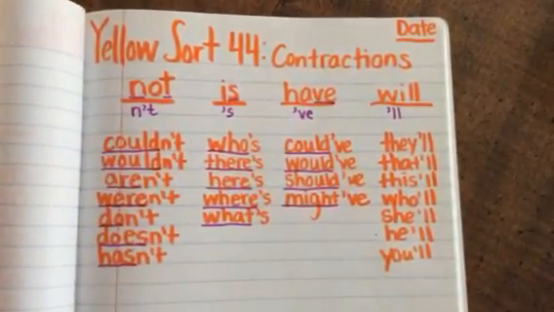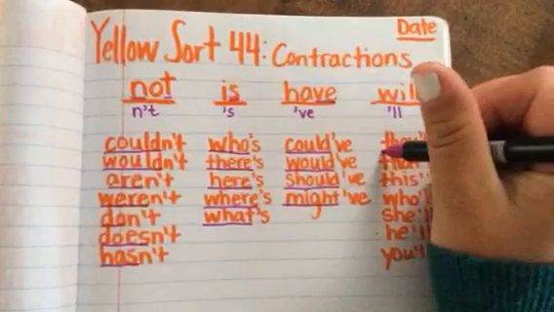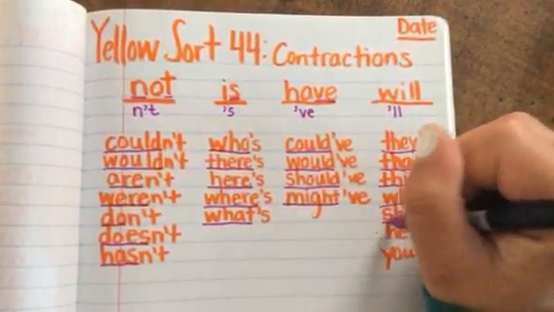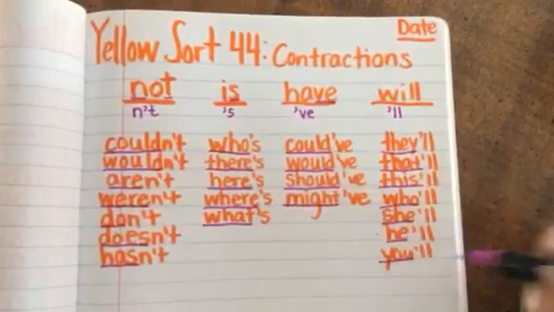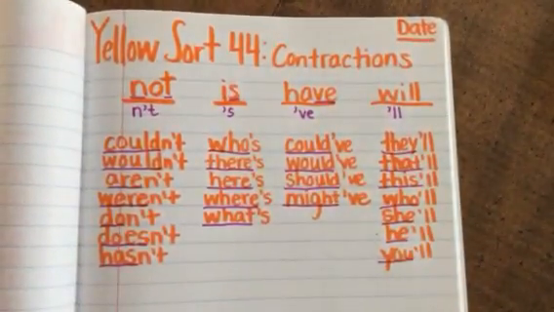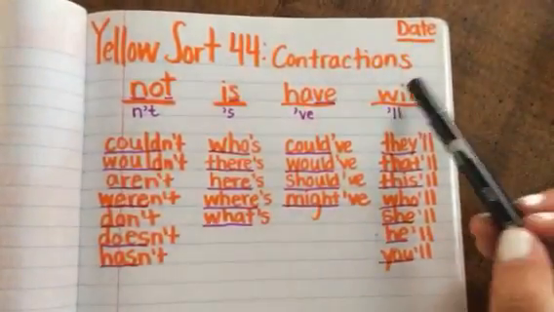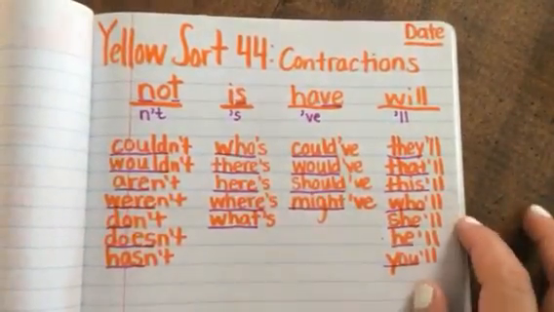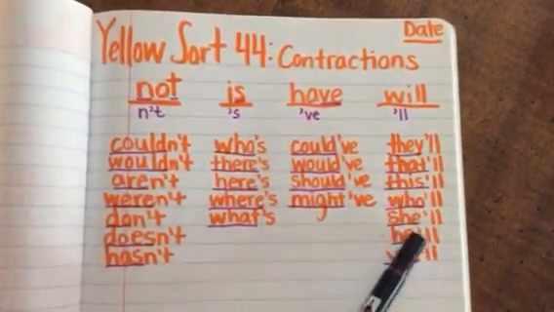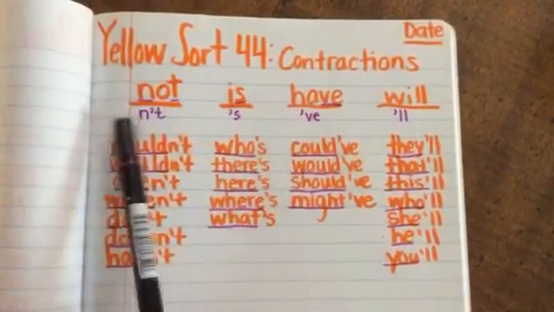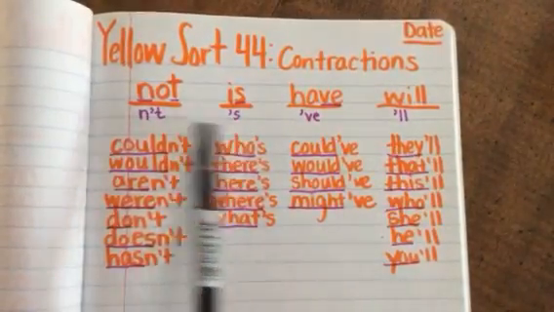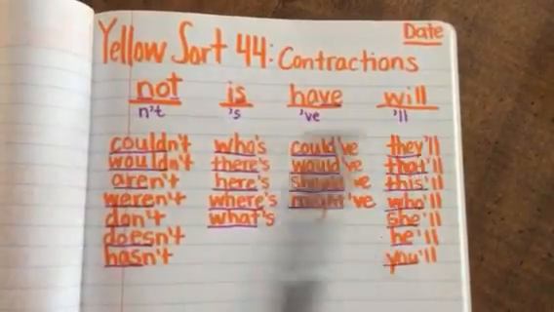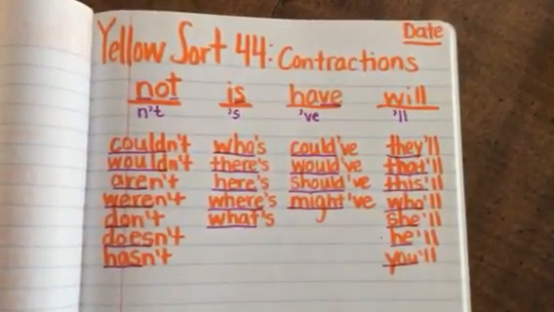So these base words, the spelling isn't changed. They, that, this, who, she, he, and you. Those spellings aren't changed. It's the second word that gets modified in the contraction. Okay, so sorting, it's not the problem. Just make sure you understand in the second word what gets changed. N apostrophe T, apostrophe S, apostrophe VE, and apostrophe LL for the test on Friday.